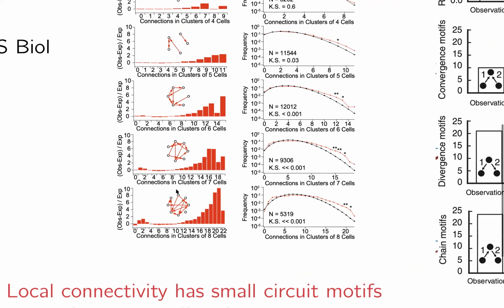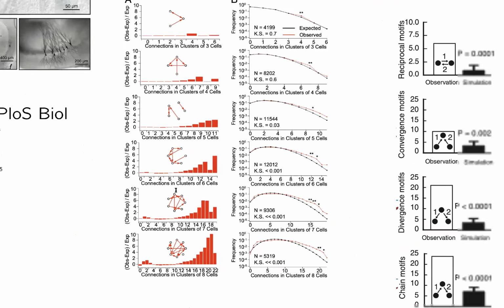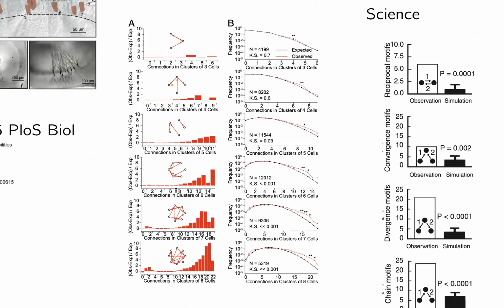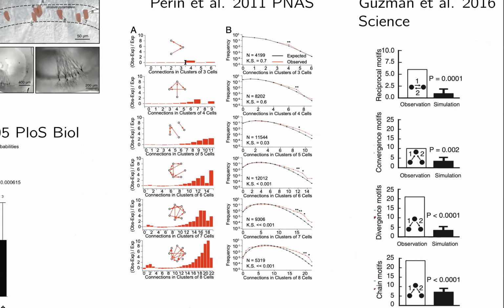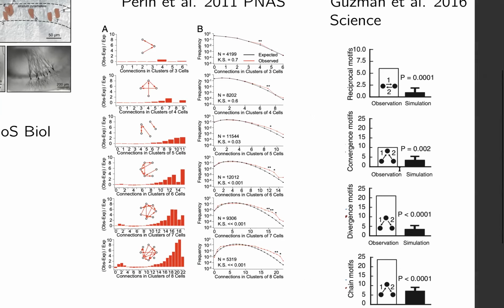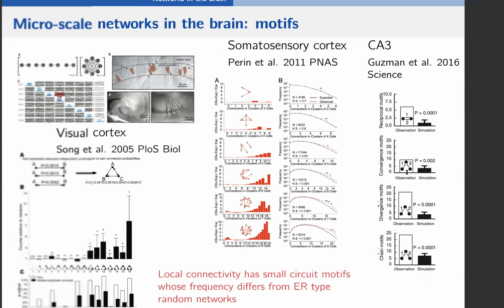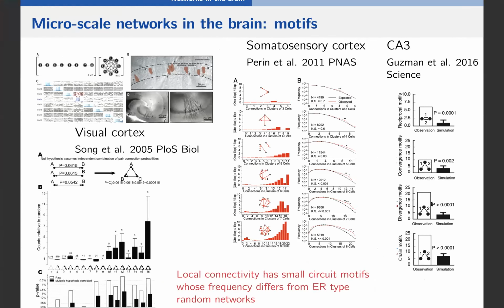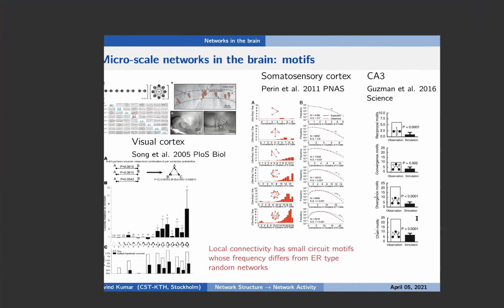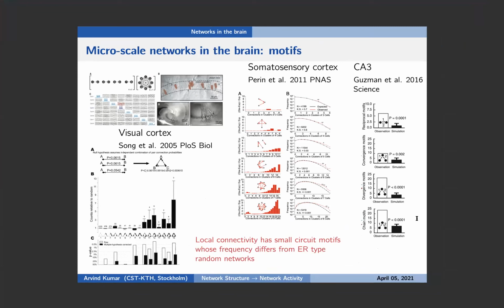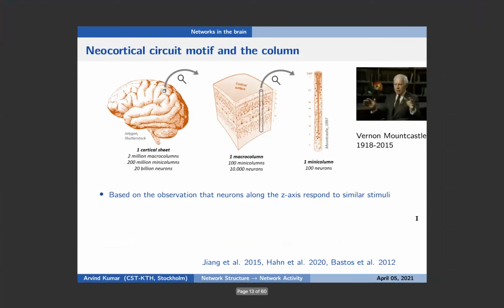And these days, it's possible to do it in other areas as well, where you find that motifs of, let's say, 6, 7, 8 cells are much more prevalent in the brain than in Erdos-Renyi type networks. And now this has been recently shown also for the C3 as well, where these convergent divergent motifs are much more common than expected from Erdos-Renyi type networks. So there is some structure there as well.